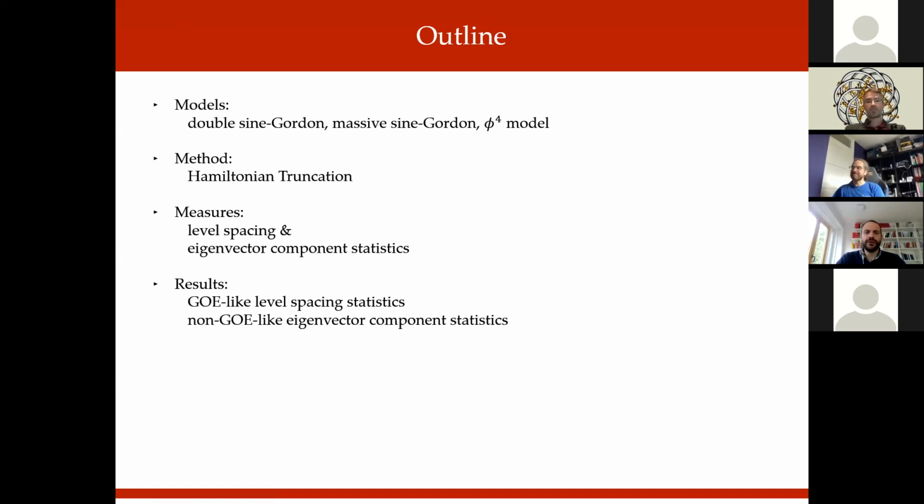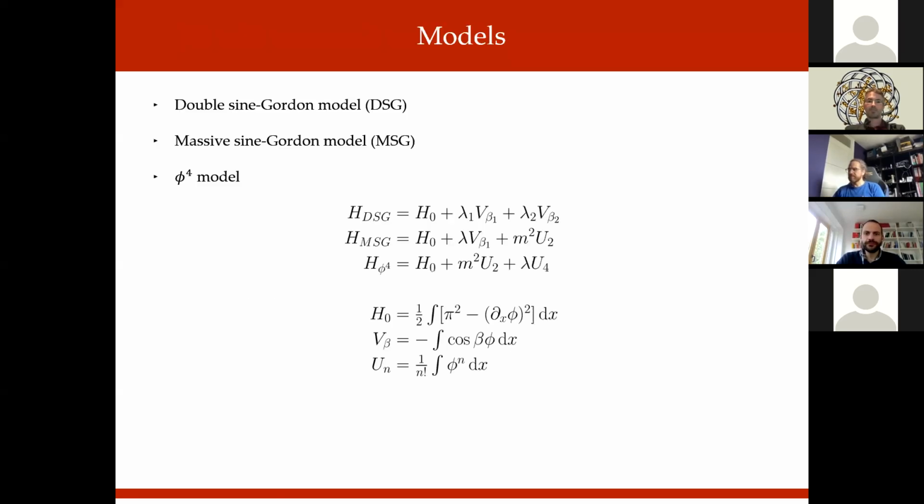Then I will talk about the numerical method of Hamiltonian truncation and a little bit about the measures, even though this should be familiar to most of you. As I said, we focused on level spacings and eigenvector component statistics. And then I will pass to the main part of the talk, where I will present the results of our analysis. Okay, so let's start with the models.